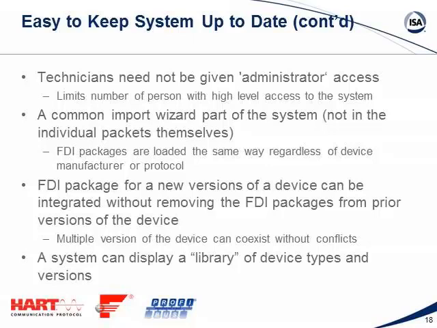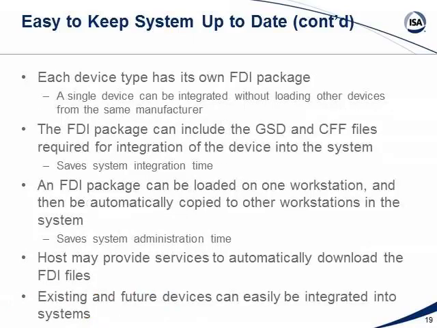Also an important topic. The system can display a library of device types and versions. Each device type has its own FDI package. A single device can be integrated without loading other devices from the same manufacturer. The FDI package can include the GSD and CFF files. The GSD file is a specific element for the PROFIBUS communication system, holding the communication-related information to establish the PROFIBUS communication. The CFF file is specific to Fieldbus Foundation, so that you can also handle these within this, let's say, easy site zip file.